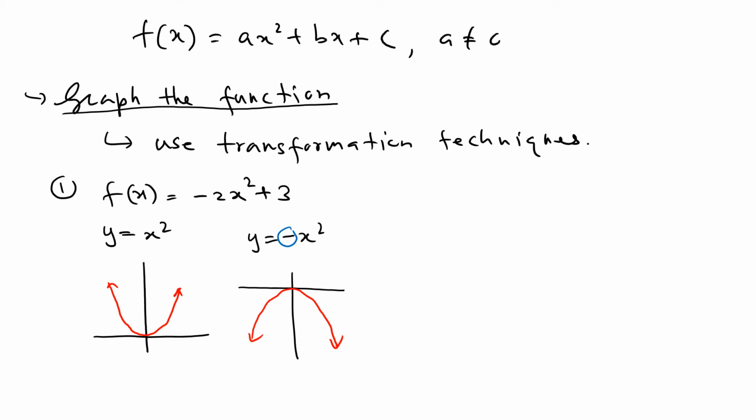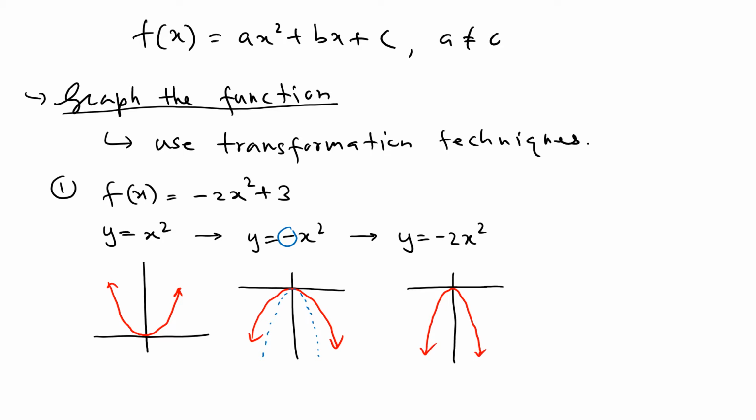Then the next step is to scale up. It's the 2 in negative 2, so you can adjust the scale. In scaling, every coordinate is multiplied by 2, which means you stretch vertically. So 1 becomes 2, that's the idea. Your new graph looks like this, stretched vertically.